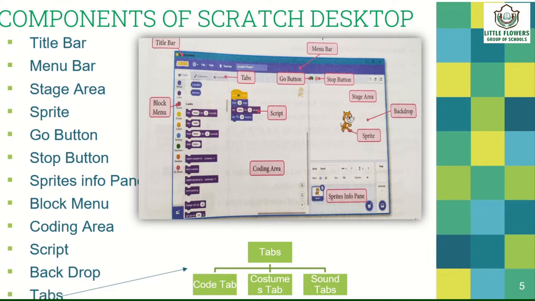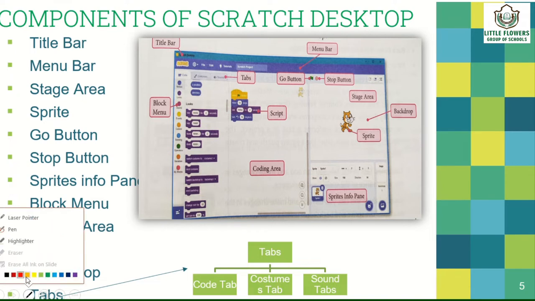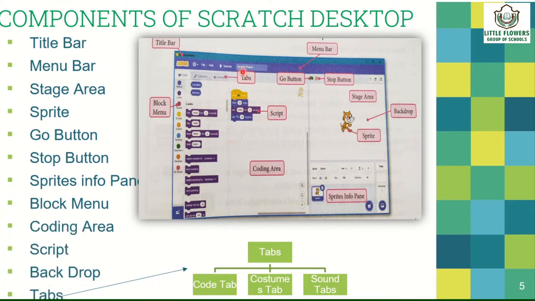Now let's learn the components of Scratch Desktop. First is the title bar. The title bar is at the top of the Scratch window, and it shows Scratch Desktop on the left. The right side of the title bar has three control buttons: minimize, maximize and close.